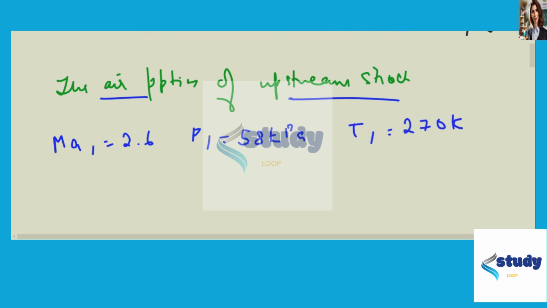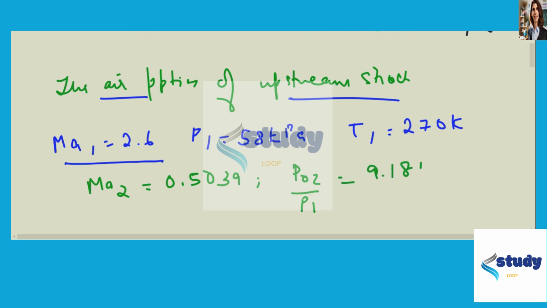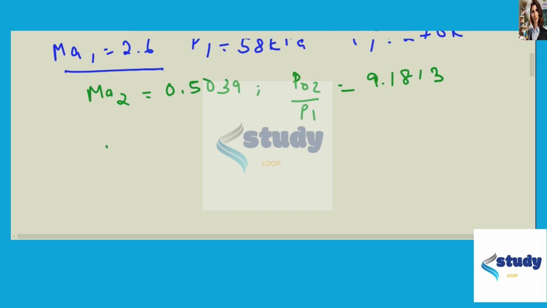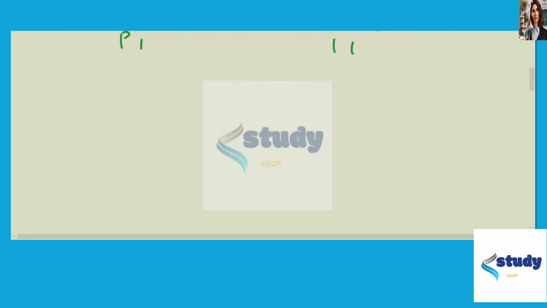Now fluid properties after the shock, denoted by subscript 2, are related to those before shock through the functions in table A33. Now for Ma1 of 2.6, the aftershock Mach number Ma2 equals 0.5039. We are getting it from the table, okay? Now P02 upon P1 equals 9.1813. P2 upon P1 equals 7.7200, and T2 upon T1 equals 2.283. Got it? So we obtain these values using analytical relations in table 14.